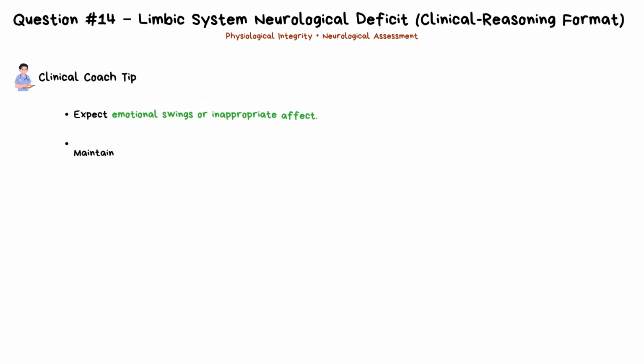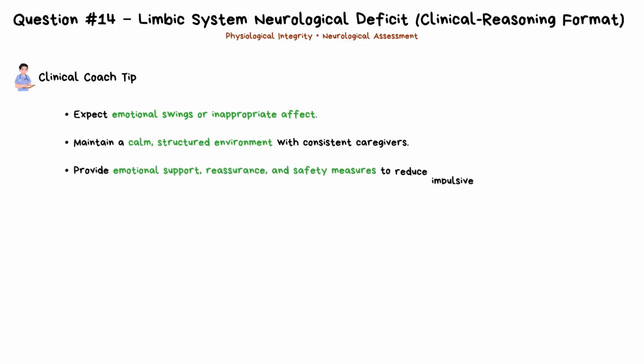Your clinical coach takeaway. Expect mood swings or inappropriate affect. Maintain a calm, structured environment with consistent caregivers. Provide reassurance and safety, because clients with limbic involvement can act unpredictably or impulsively. Alright, that completes question 14. Let's continue to the next scenario.